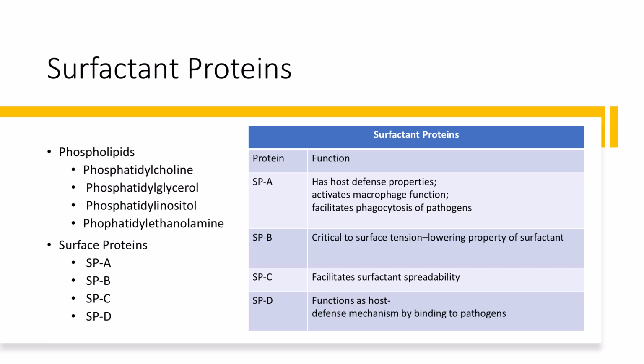In summary, surfactant proteins are essential components of pulmonary surfactant, with SPB and SPC playing critical roles in reducing surface tension and maintaining alveolar stability, while SPA and SPD contribute to immune defense and surfactant homeostasis. Together, these proteins ensure the proper functioning of the lungs, enabling efficient gas exchange and protecting against respiratory infections.